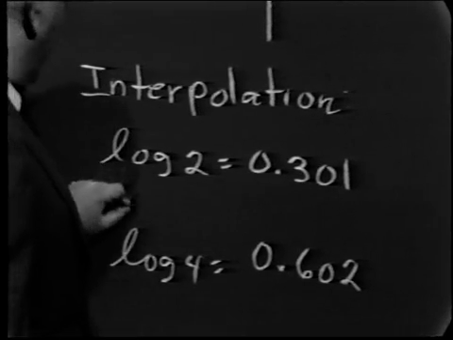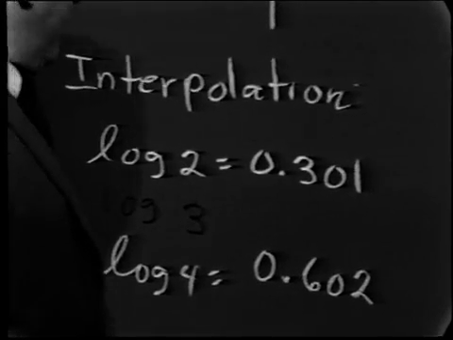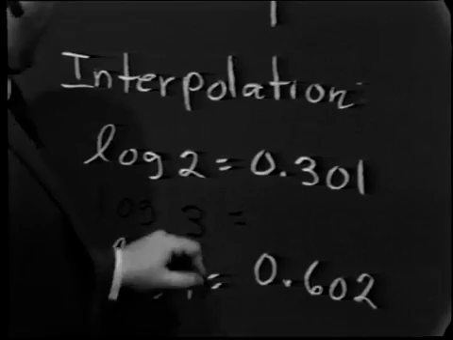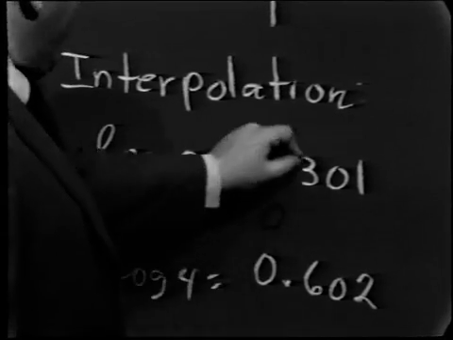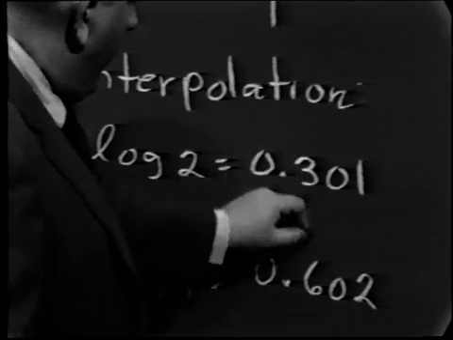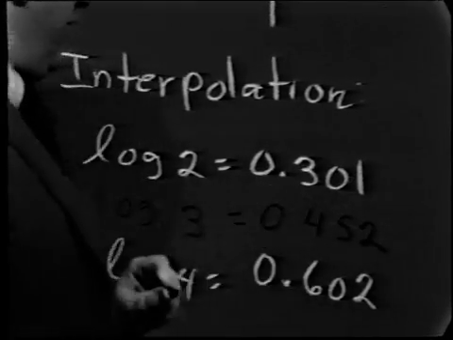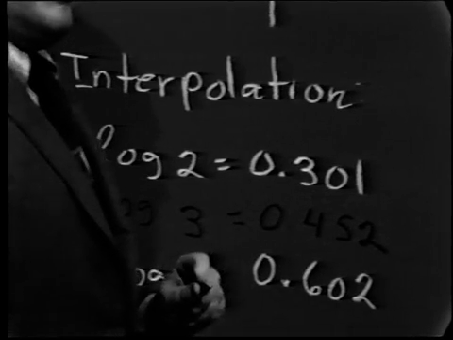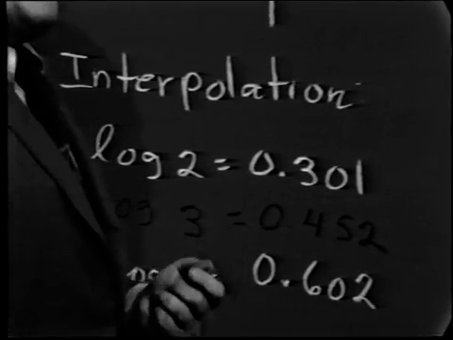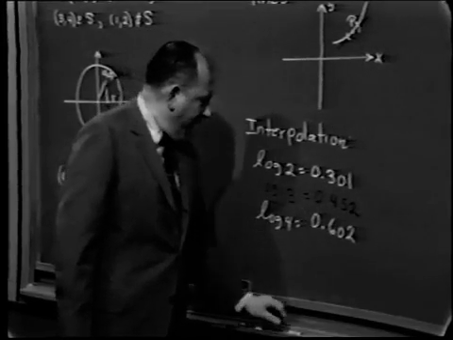So I say, well, let me guess. 3 is halfway between 2 and 4. Therefore, I would suspect that the log of 3 is halfway between the log of 2 and the log of 4. And so halfway between here would be about, what, 0.452, roughly speaking. All of a sudden, the obliteration on my book clears up, and I look, and I don't find 0.452.